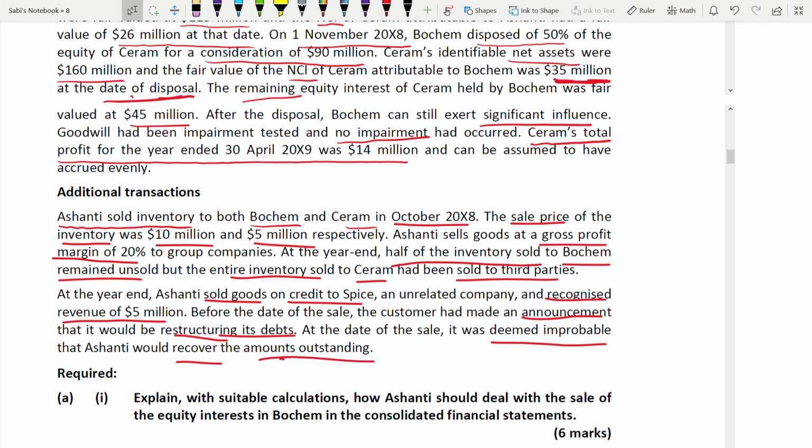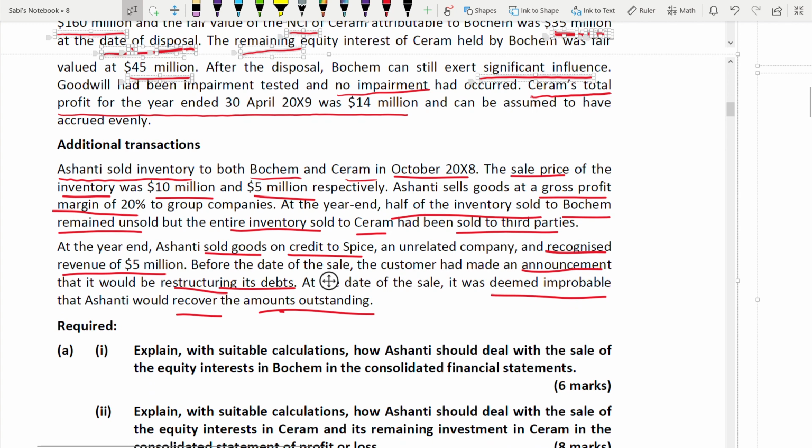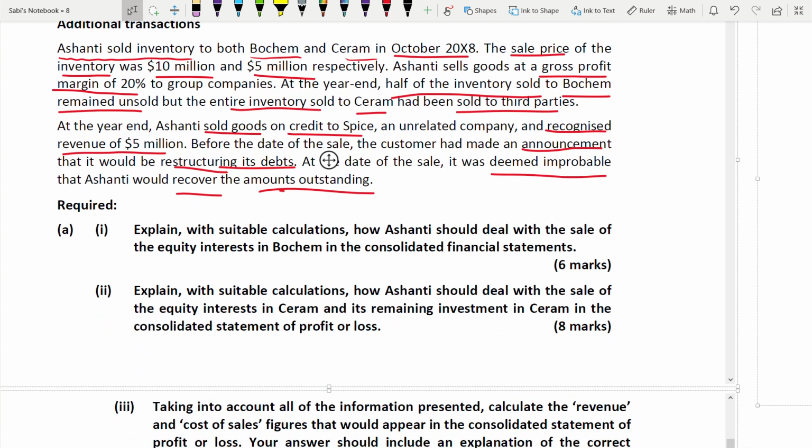Okay, so now we have highlighted the whole case study, all the important things. Now let us go to the requirements. First, explain with suitable calculations. Even the second one is explained, if you see question number 7, what I have done, that is the previous question to this. Same question, same pattern. Even the wordings of the requirement are the same. So now you can see how much they test this area over and over again.